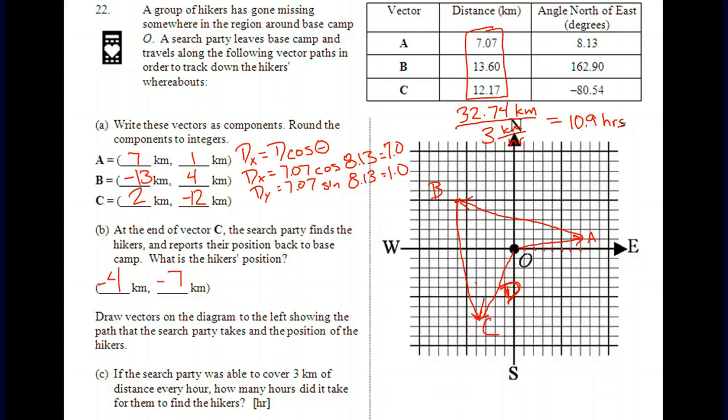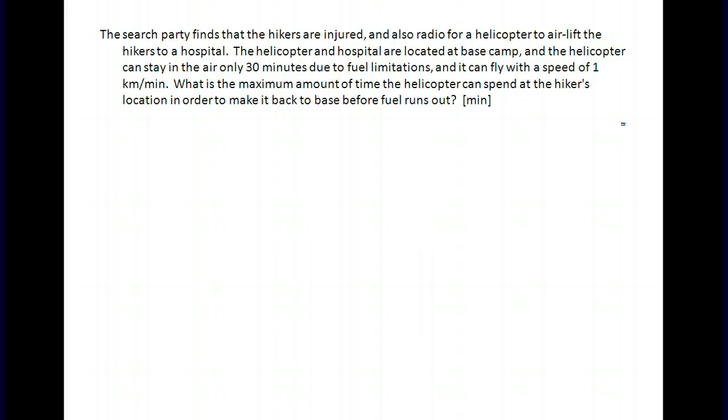Now, let's look at the very last one, D, on here. The search party finds that the hikers are injured and also radio for a helicopter to airlift the hikers to a hospital. The helicopter and hospital are located at base camp, and the helicopter can stay in the air only 30 minutes due to fuel limitations, and it can fly with a speed of 1 kilometer per minute. What is the maximum amount of time the helicopter can spend at the hiker's location in order to make it back to base camp before fuel runs out?